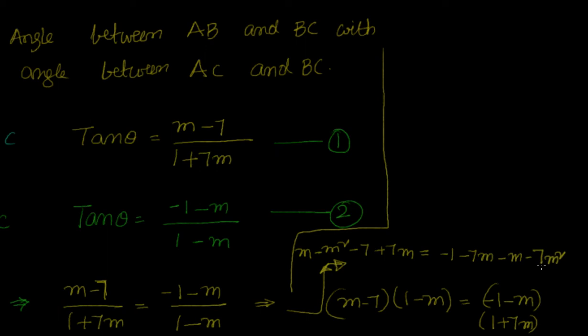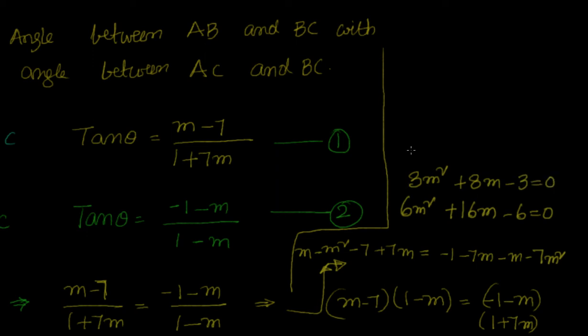Now simplify this. 7m square will come here, so I'll have 6m square. Then m plus 7m is 8m, and I have here minus 8m, so it will become 16m. We have minus 7 and plus 1 comes here, so it will become minus 6 equal to 0, or can I say 3m square plus 8m minus 3 equal to 0.